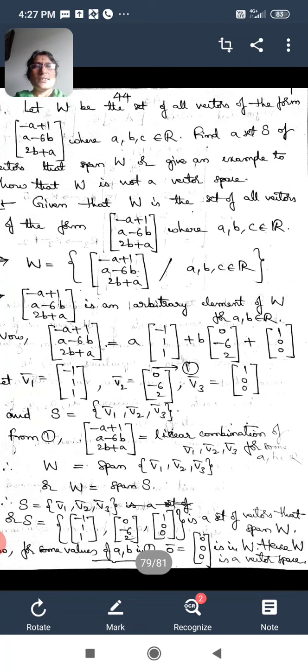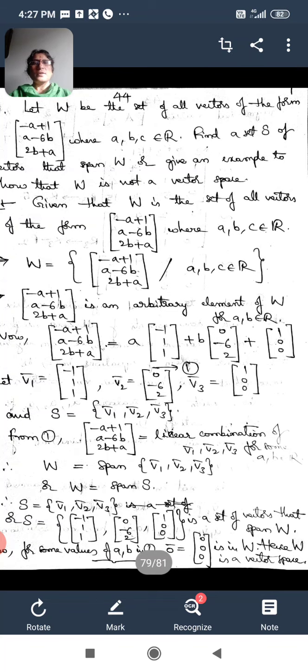And here we can see minus a plus 1, a minus 6b, 2b plus a. This vector can be written as taking a common. We get the column vector as a multiple of a as minus 1, 1, 1.